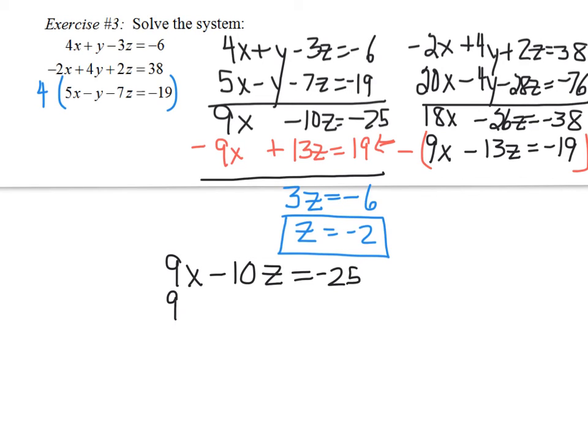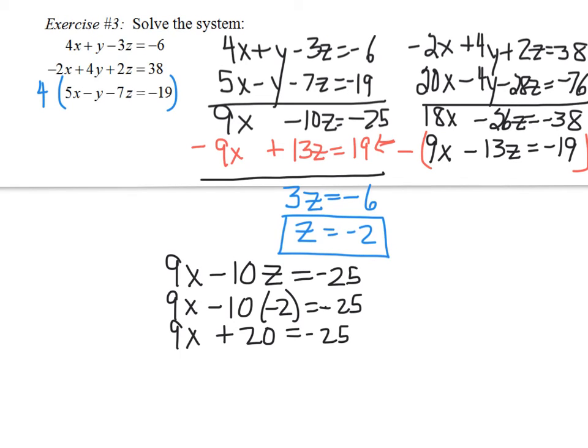So substituting my solution for z, 9x minus 10 times negative 2 equals negative 25. 9x, negative 10 times negative 2 is plus 20 equals negative 25. If I subtract 20 from both sides of the equation, I have 9x equals negative 45, so x is equal to negative 5. So there is my answer for x.